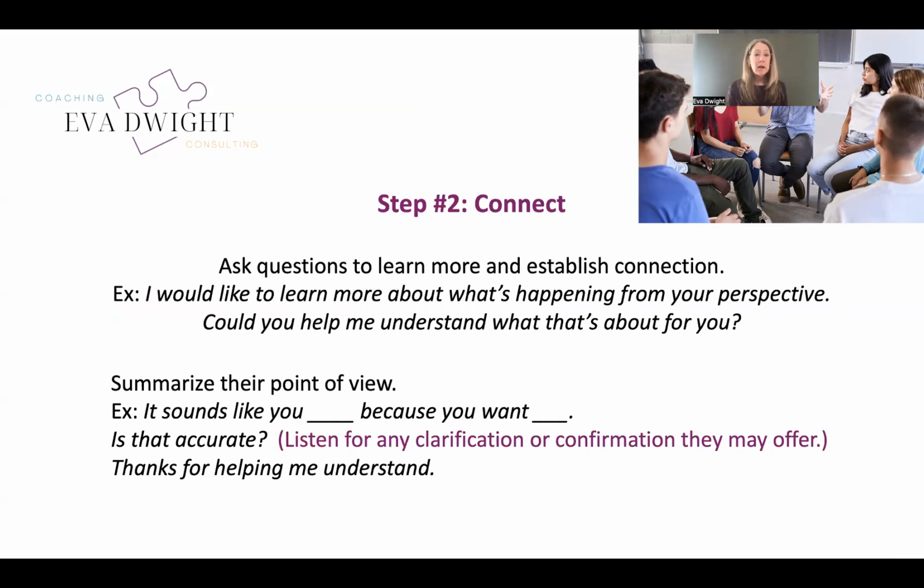You might say something like, it sounds like you want to talk with your friends because you don't get much time with them and you want to connect with them, and they're your friends. So of course you want to connect with them. Is that accurate? And then listen for any clarification or confirmation they might offer. And then just say something like, wow, thanks for helping me understand.